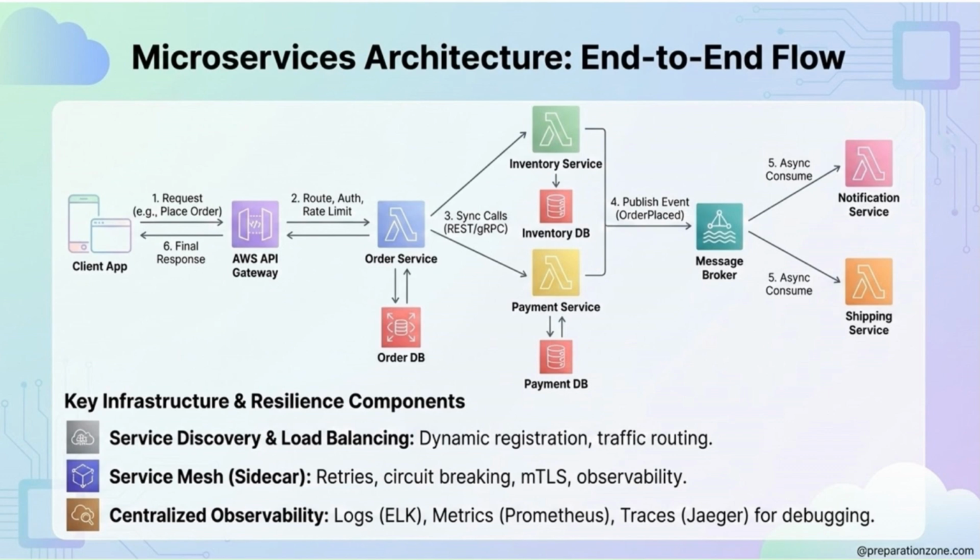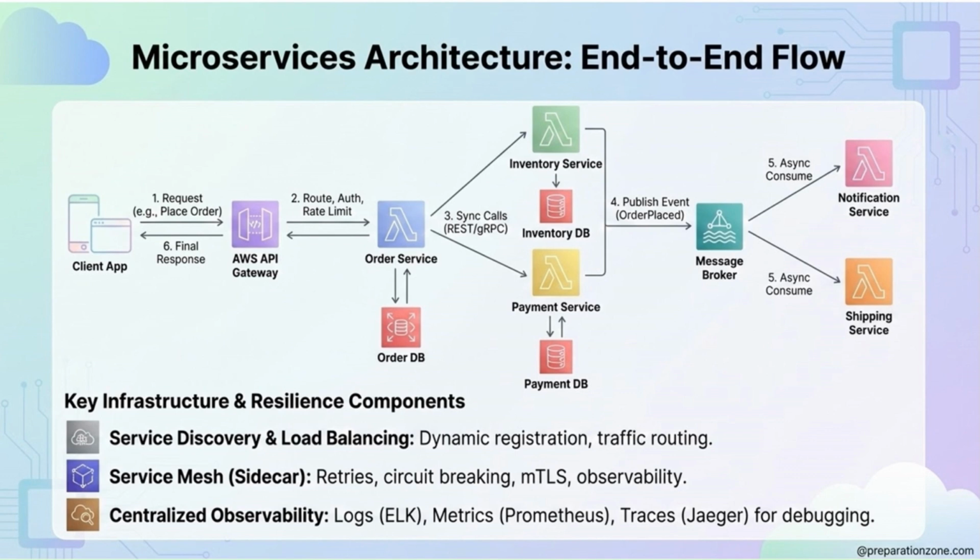Then services communicate to complete the workflow. To place an order, the order service might check the stock through inventory, process payment through the payment service, and trigger notification through the notification service. These calls can be real time, either a REST call or gRPC, or even event driven like Kafka or RabbitMQ. Then each service has its own database. Every microservice stores its own data, order DB, inventory DB, payment DB. This keeps them independent and scalable.